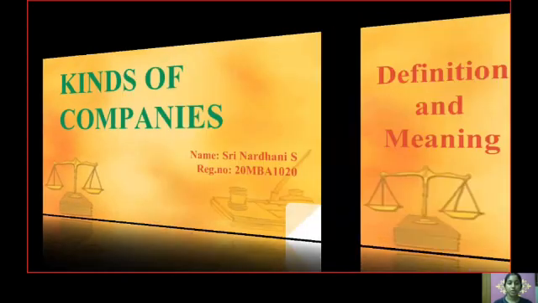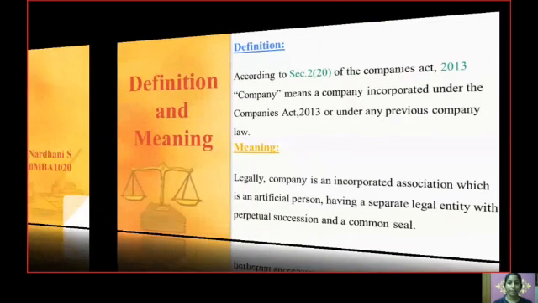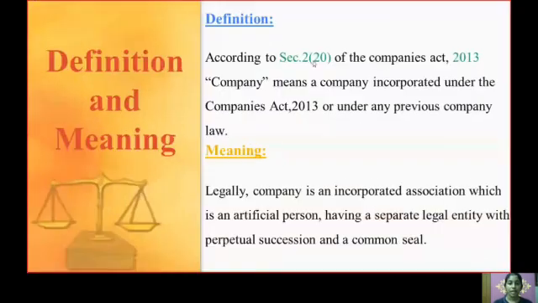According to Section 2(20) of the Companies Act 2013, company means a company incorporated under the Companies Act 2013 or any previous company law. Legally, a company is an incorporated association, which is an artificial person having a separate legal entity with perpetual succession.